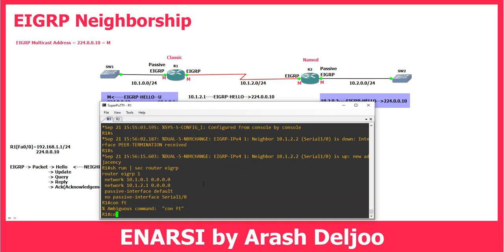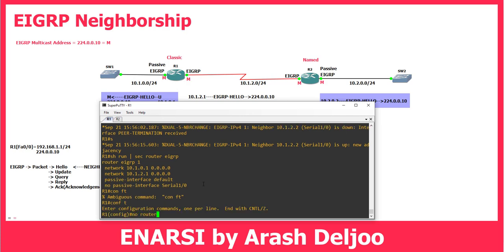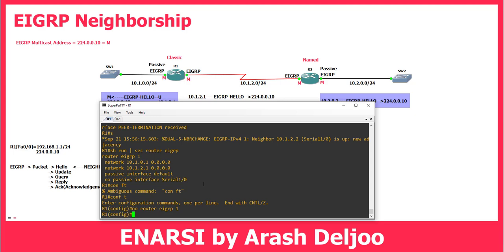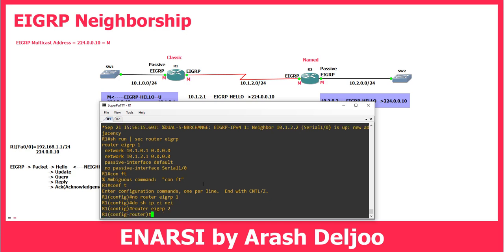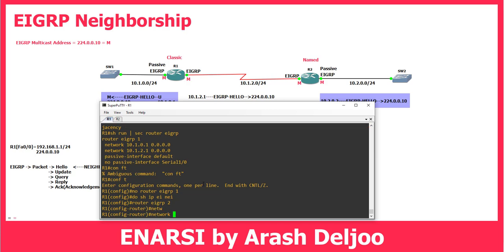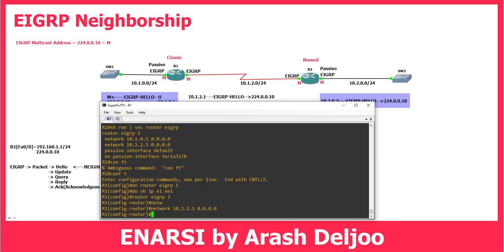Okay, let me show you first in router 1. Let me remove EIGRP 1: no router EIGRP 1. Now we don't have this EIGRP, and actually we don't have neighborship. Do show ip eigrp neighbors. We don't have any neighborship. After that, let me configure router EIGRP 2 with the first network statement 10.1.2.1 and quad 0. As you can see, now we don't have neighborship between router 1 and router 2. The reason is that we are using different AS numbers between router 1 and router 2.